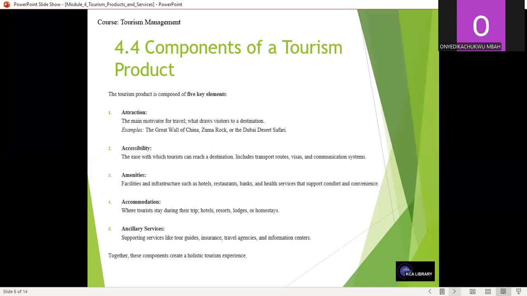Now we have the components of tourism products. It's the same components that we've been talking about from Module 1, the 5 A's. We have attraction, accessibility, amenities, accommodation, and ancillary services. These are supporting services like tour guides, insurance, and all of those things. So altogether, these 5 components create a holistic tourism experience.